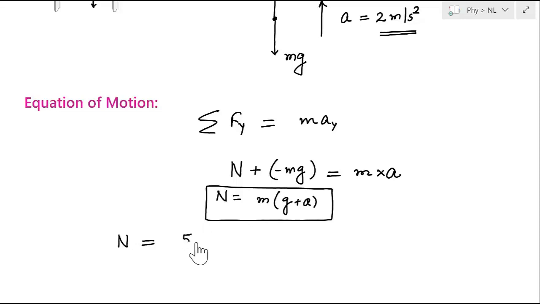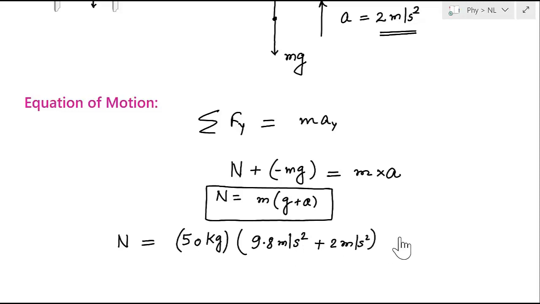Mass of Bowman is given, that is 50 kg, and g value is 9.8 meter per second square, and in this case acceleration is 2 meter per second square. So if you calculate all this, it will come 590 Newton.